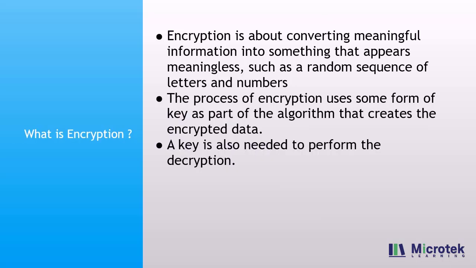What is encryption? Encryption is about converting meaningful information into something that appears meaningless, such as a random sequence of letters and numbers. The process of encryption uses some form of keys as part of an algorithm that creates the encrypted data. A key is also needed to perform the decryption, and there are different kinds of algorithms available in the market to perform encryption and decryption, which we are going to see next.